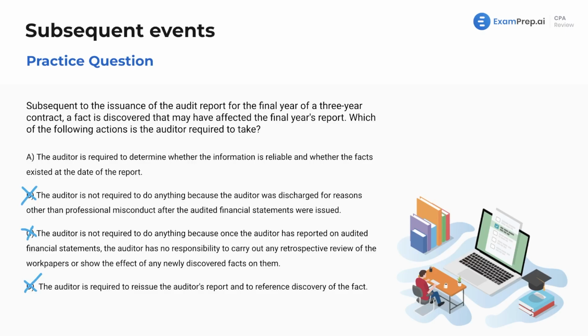Like if the information is not reliable, right? If we get some report that there's some problem, but it's not reliable, then we can't really go off of that. And whether the facts existed at the date of the report, but if it happened, if we should have known about it at that date of the report, if it was something we missed, right? If it's something we missed, then yeah, we kind of got to go back. You didn't do a full, complete job. You got to go account for it. So that is looking pretty solid.